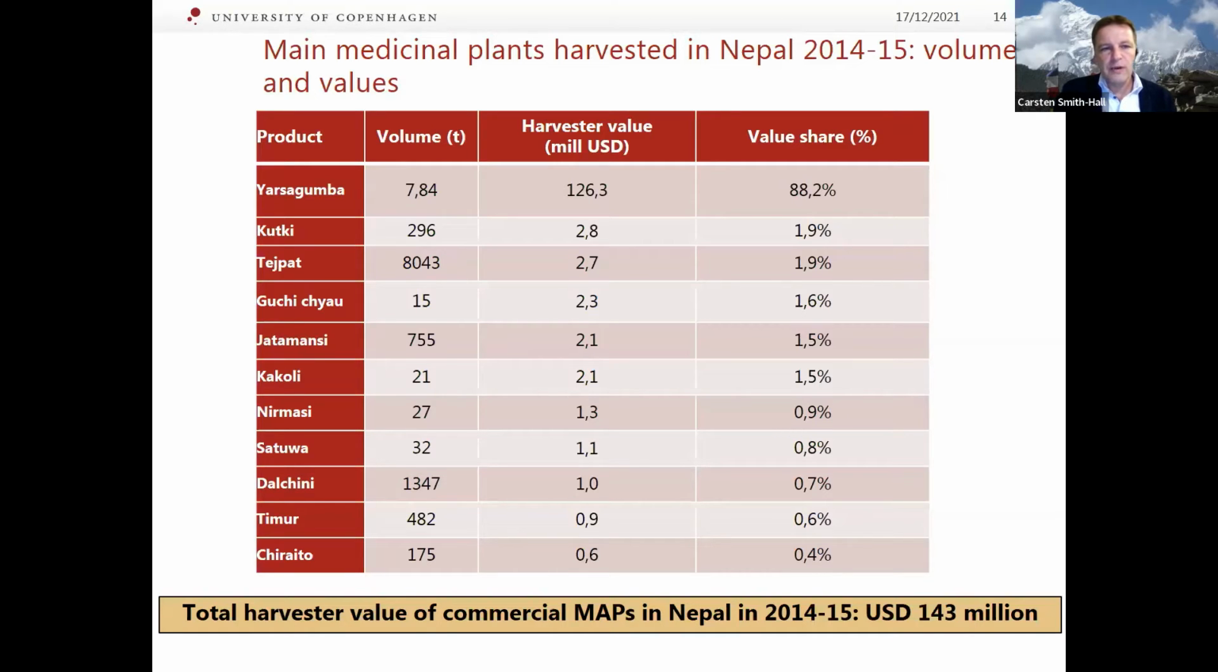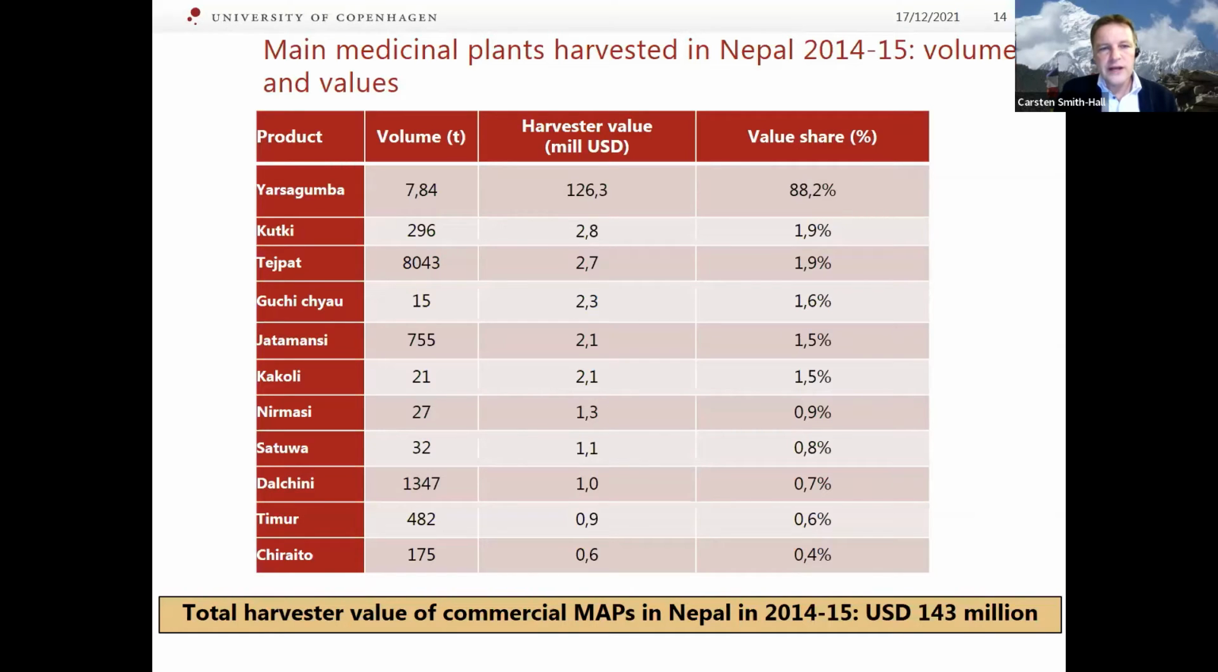You see the top product there called Yasagumba. Those are the caterpillars that I showed you. And that is clearly by far the dominant product. It's only around 8 tons that is being harvested annually, but it's 88% of the total value to harvesters throughout the country. And this is a lot of money for these high altitude communities.